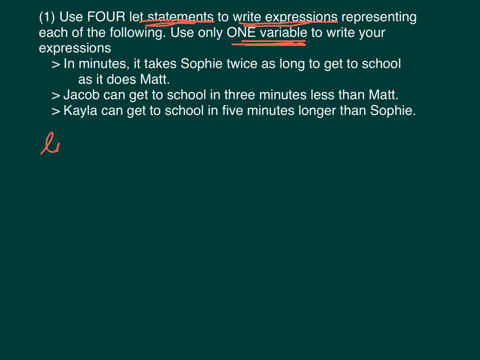So my first let statement, I always need to figure out what's the first thing I don't know. Our first piece of information says that in minutes, it takes Sophie twice as long to get to school as it does Matt. So if Sophie takes twice as long as Matt, the first thing we don't know is how long it takes Matt. So I'm going to say let M equal the number of minutes for Matt to get to school.